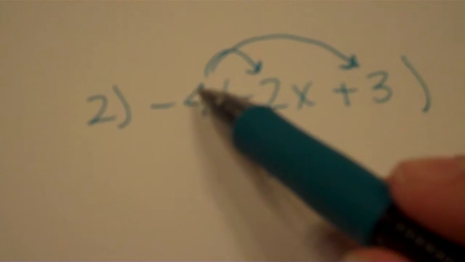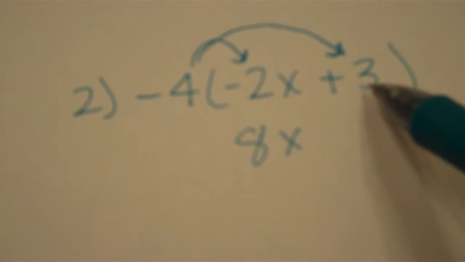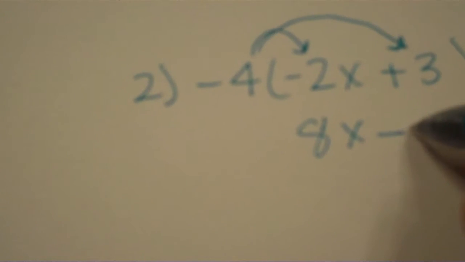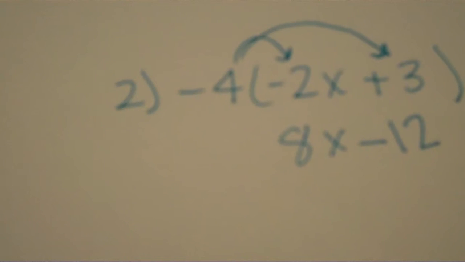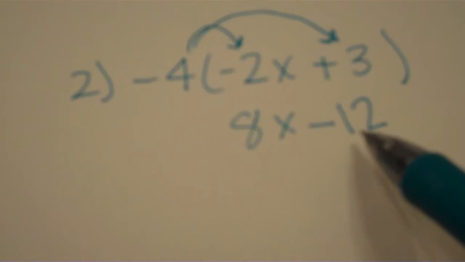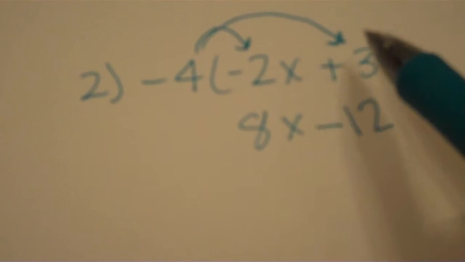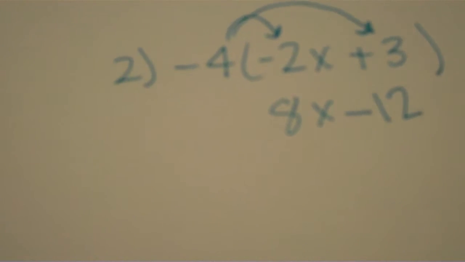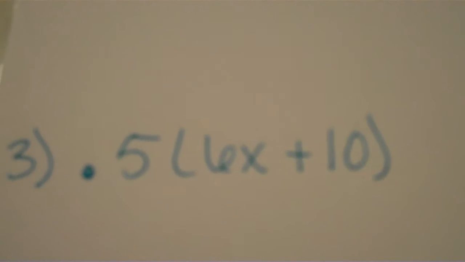And then negative 4 times a positive 3 is negative 12. Since it's negative 12, we're going to put minus 12. Okay? Yet again, it's minus 12 because negative 4 times a positive 3 is a negative 12. And that's the answer. So let's do another one.